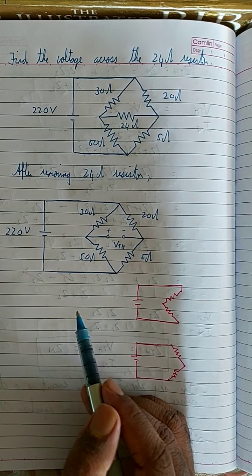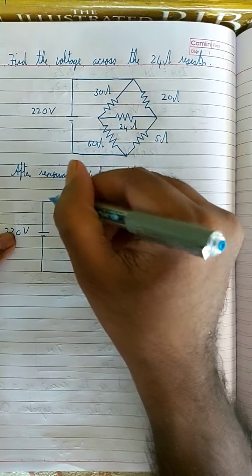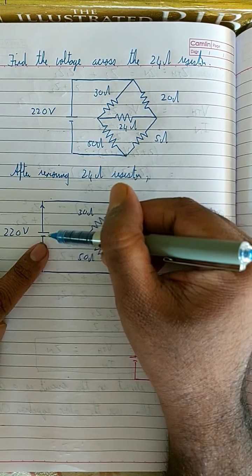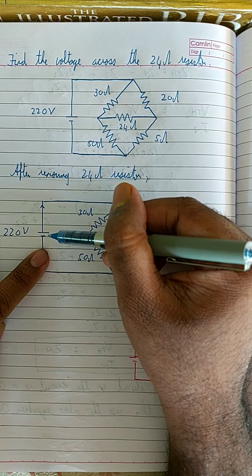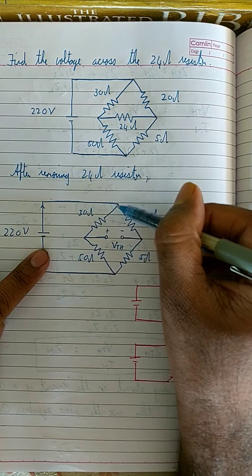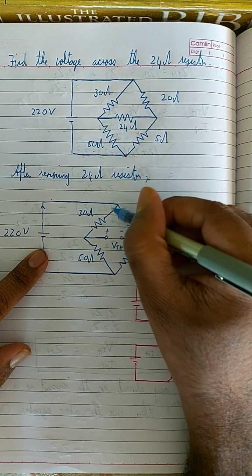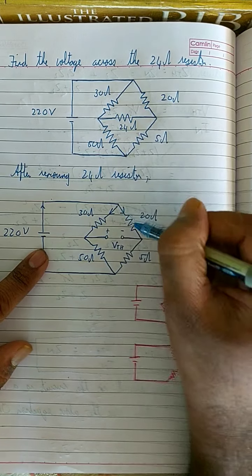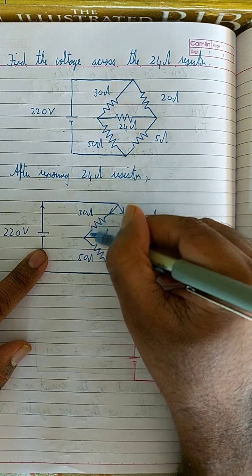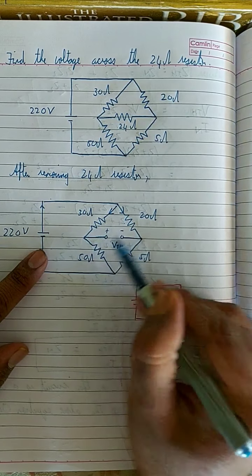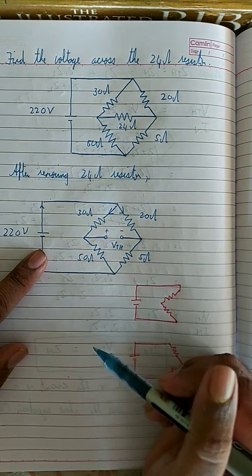So if there is a current flowing from this battery, suppose the positive terminal of the 220 volt source is generating current I, and that current flows over here. What will happen is that the current gets split into two directions, right? Let this current be I1 and let this be I2. Let the current in this direction be I1 and the current in this direction be I2.